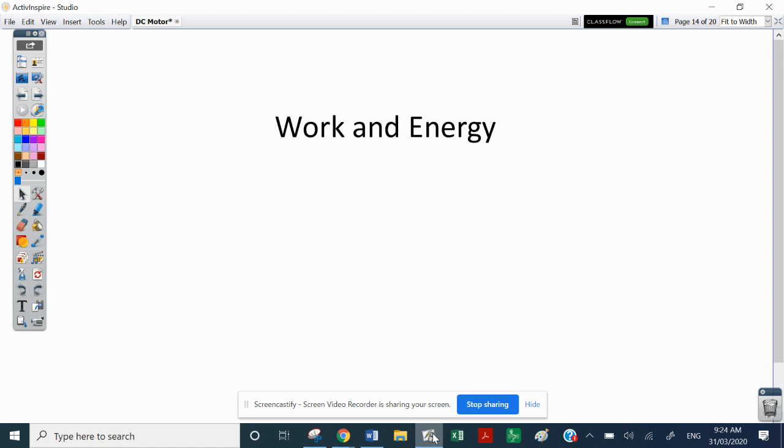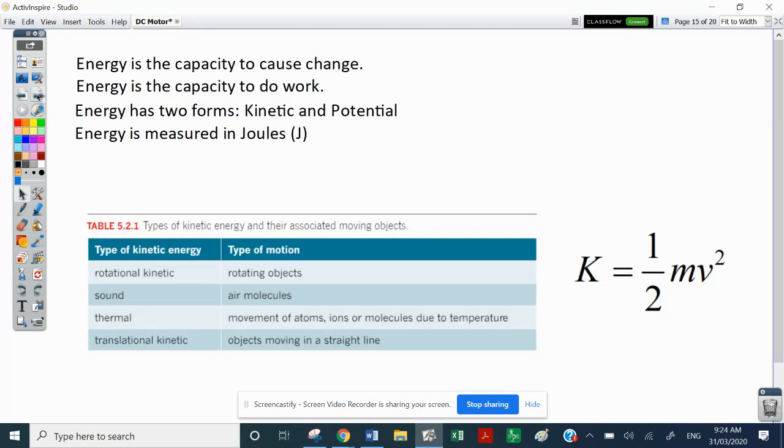Welcome. We're about to embark on a study of work and energy. So let's just recap what we know from the junior school. What is energy? Well, energy, as we should know, is the capacity to cause change, and we often define it as the capacity to do work.